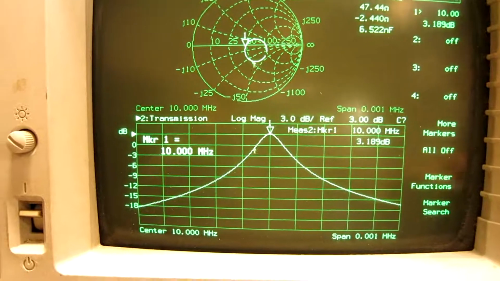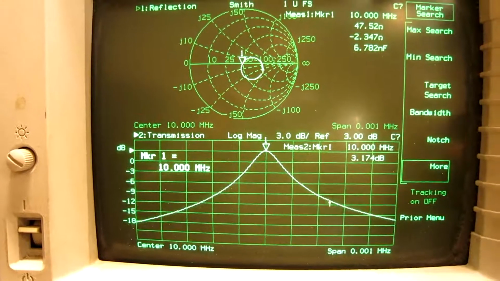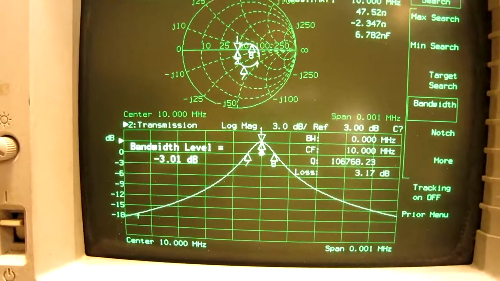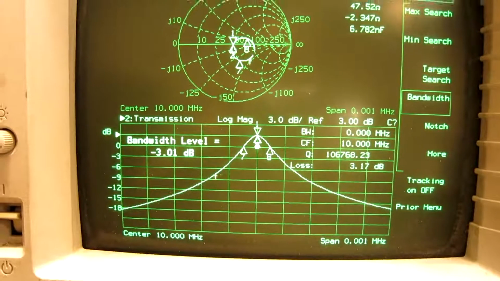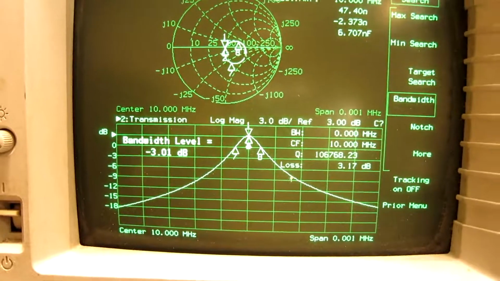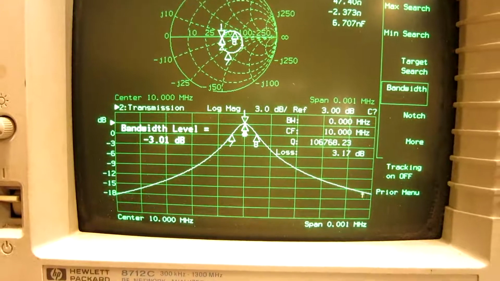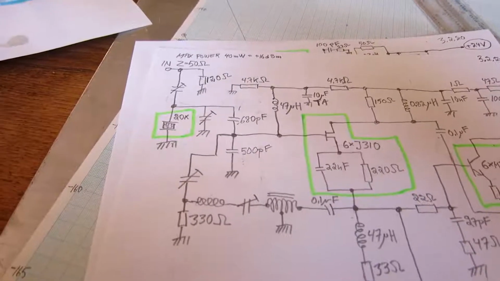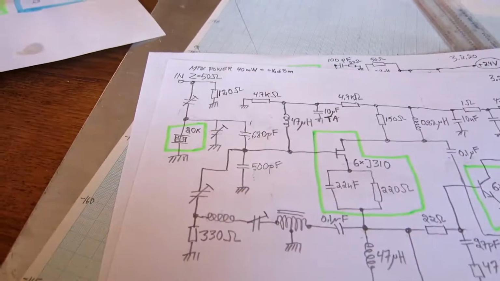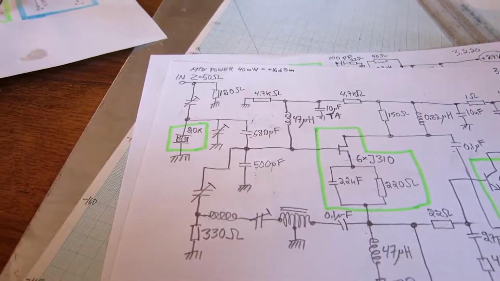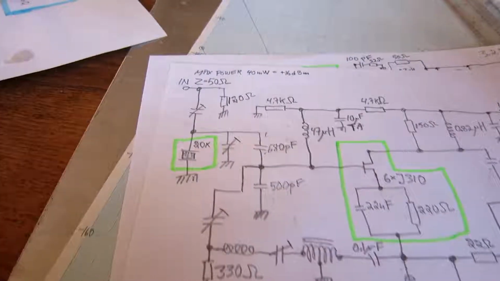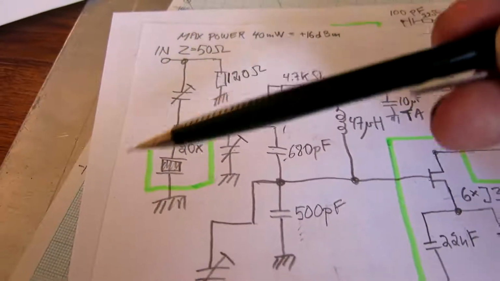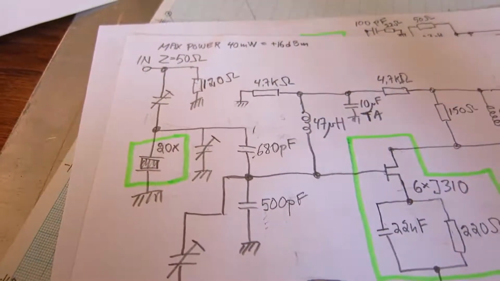I can look at the bandwidth. Here I get the Q as 107,000. And here is the schematic diagram of the input part. And to start with, I'm interested in this section, that is the filter.